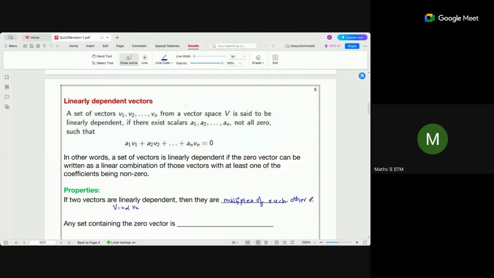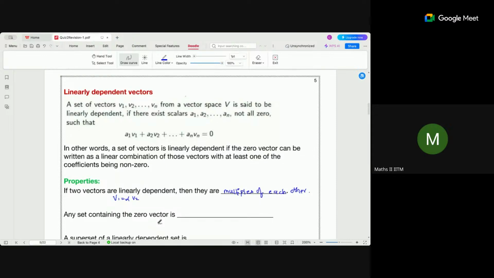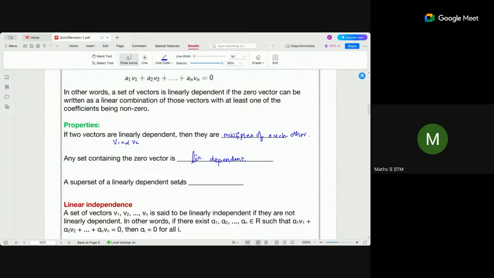All right. Now, suppose you have a set of vectors and one of them is 0. Is the set linearly independent or dependent? The set is linearly dependent, right? And any superset of a linearly dependent set is linearly dependent. It means suppose you have a set A which is linearly dependent, and you have another set B which contains A, then B is also linearly dependent.